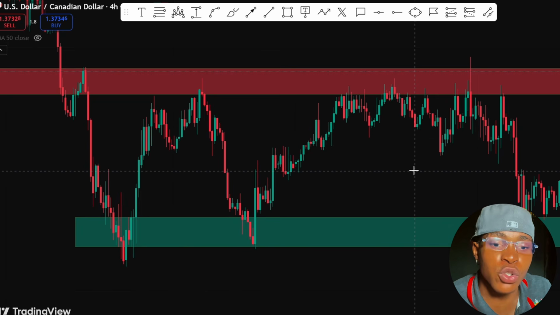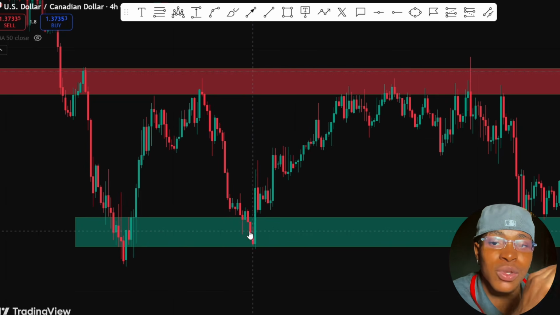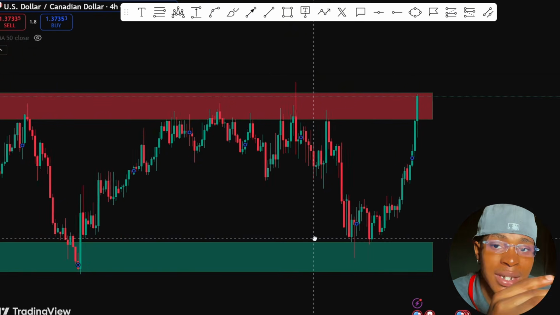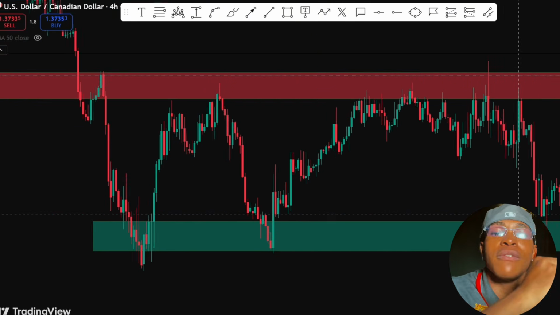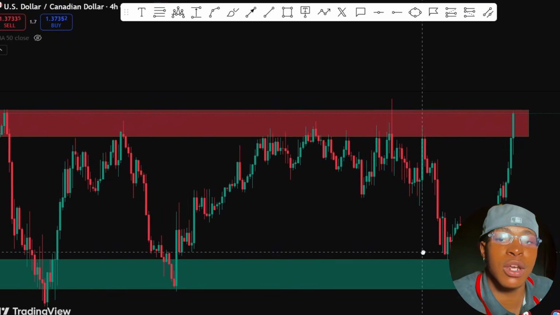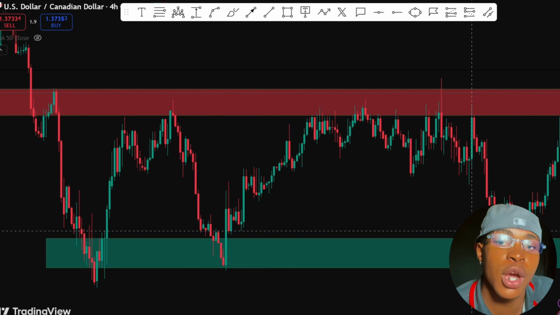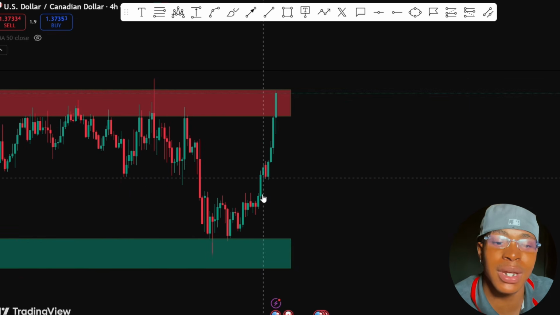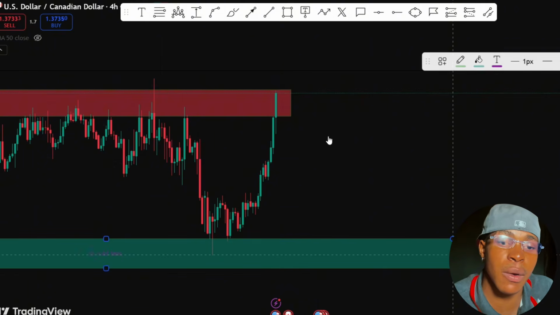So now all we have to do is wait for price to come to that. As price is currently at our resistance, we're going to be looking for sells, and once it sells, when it comes to our support, we look for buys at our support. That's how we'll be trading this in our forex pairs.